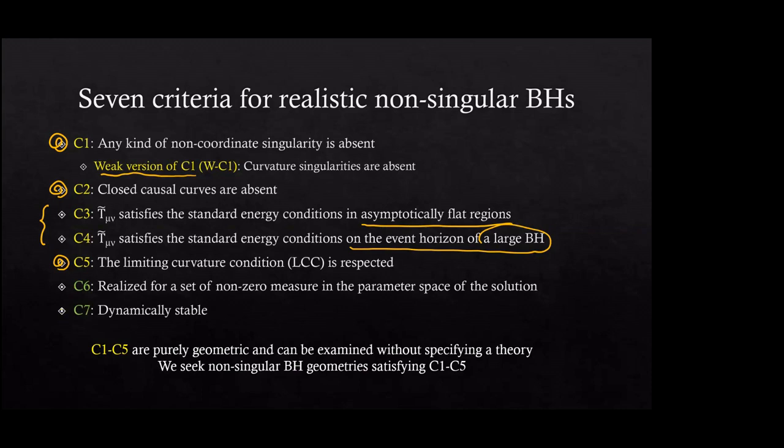And C7 is dynamical stability. And among these 7, the first 5 are geometric ones. So we can examine these 5 criteria without specifying a theory. So we seek non-singular black hole geometries satisfying these 5. Okay.